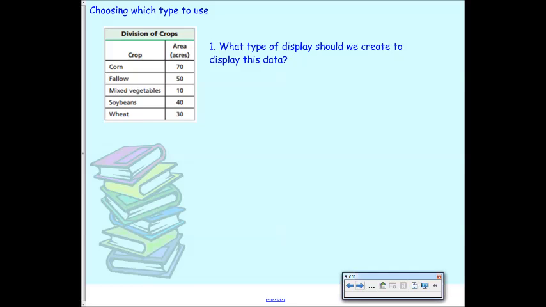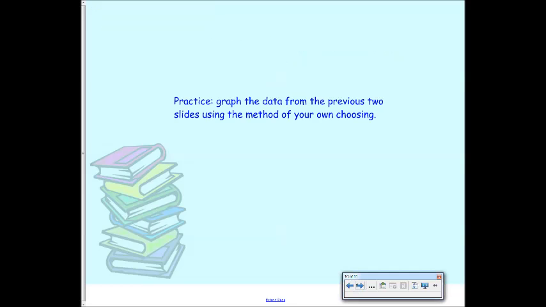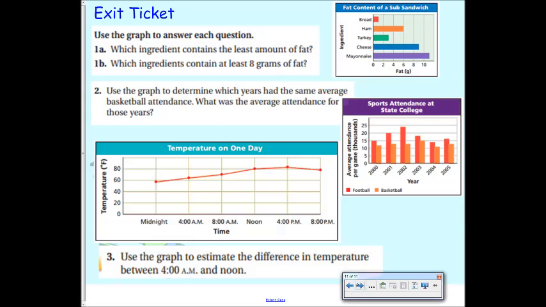Okay, so on your exit ticket, you probably will not have time to finish this. You only have about 2 minutes, but get done what you can. You're going to do all 4, and if you do not finish it, show it to me tomorrow.